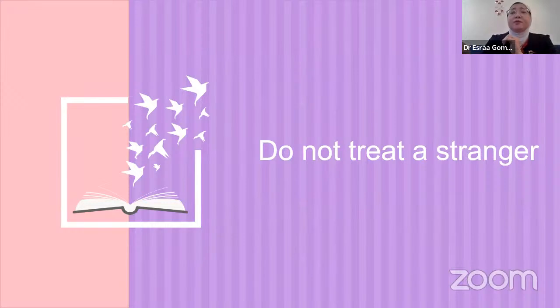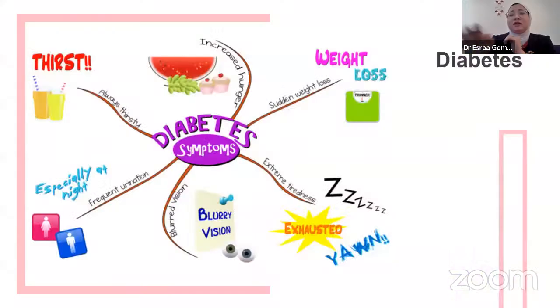Let's discuss the first step in our agenda. Do not treat a stranger. I insist in each webinar or any live or online lecture to discuss what diabetes is. We know about type 1 and type 2 diabetes. This is not new information, but we have to understand how diabetes develops. It's a state of hyperglycemia. Glucose cannot enter the cell. That's why your body cannot get any benefit from glucose.